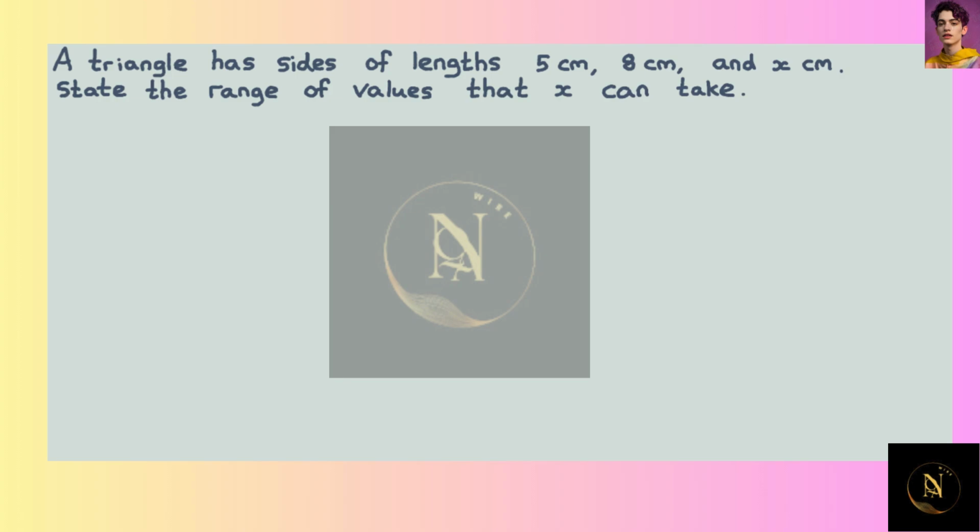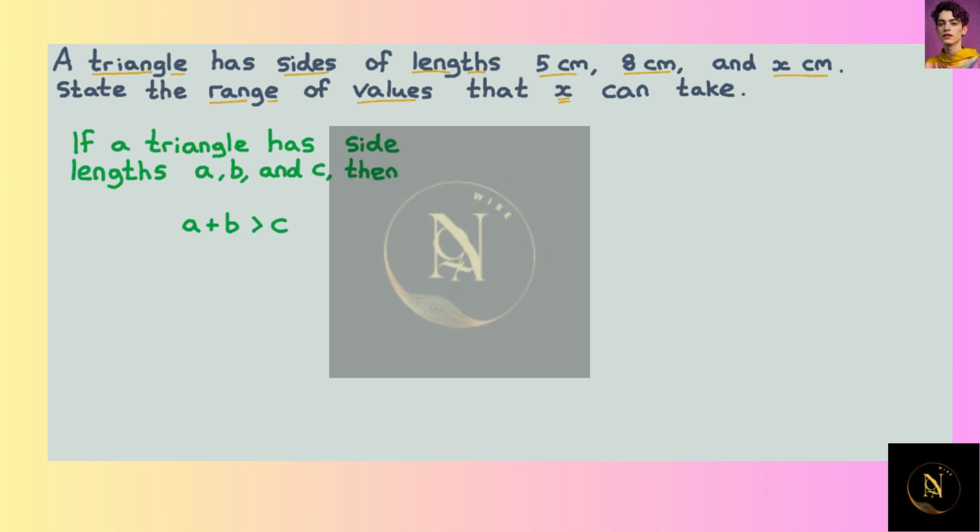A triangle has sides of lengths 5 cm, 8 cm and x centimeters. State the range of values that x can take. In this question, we are given the side lengths of a triangle as 5 and 8 centimeters. We need to use this to determine the range of possible values for the unknown side.